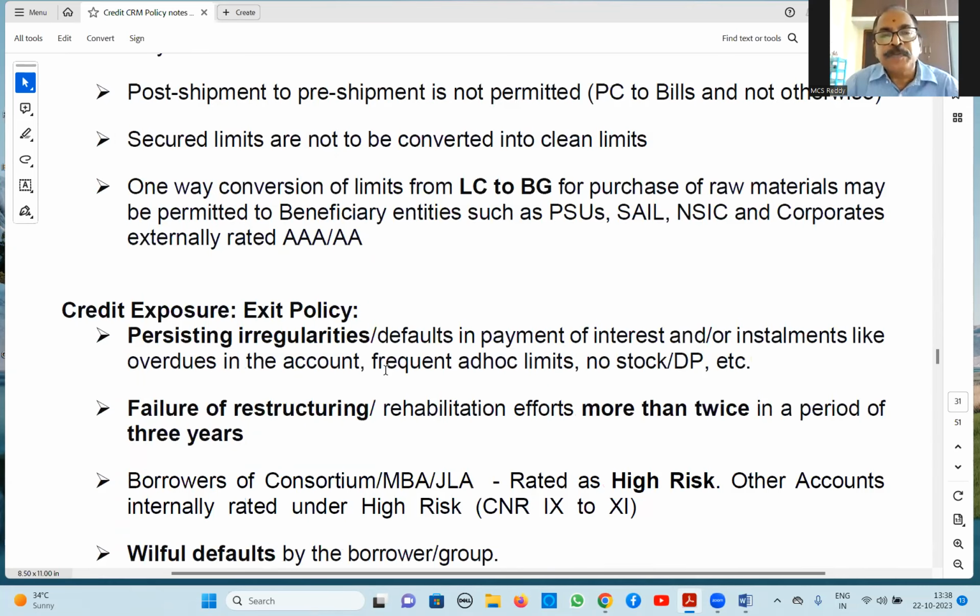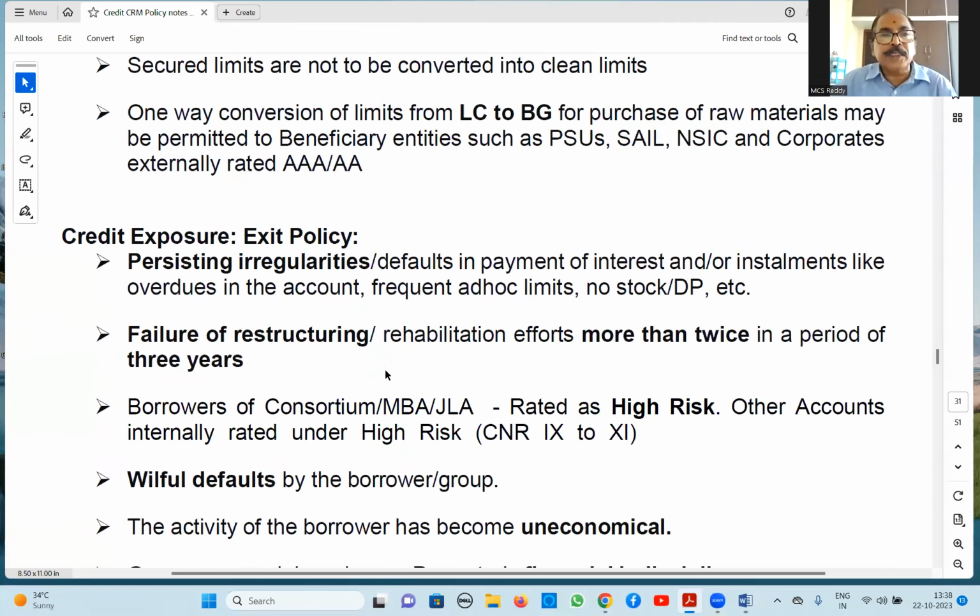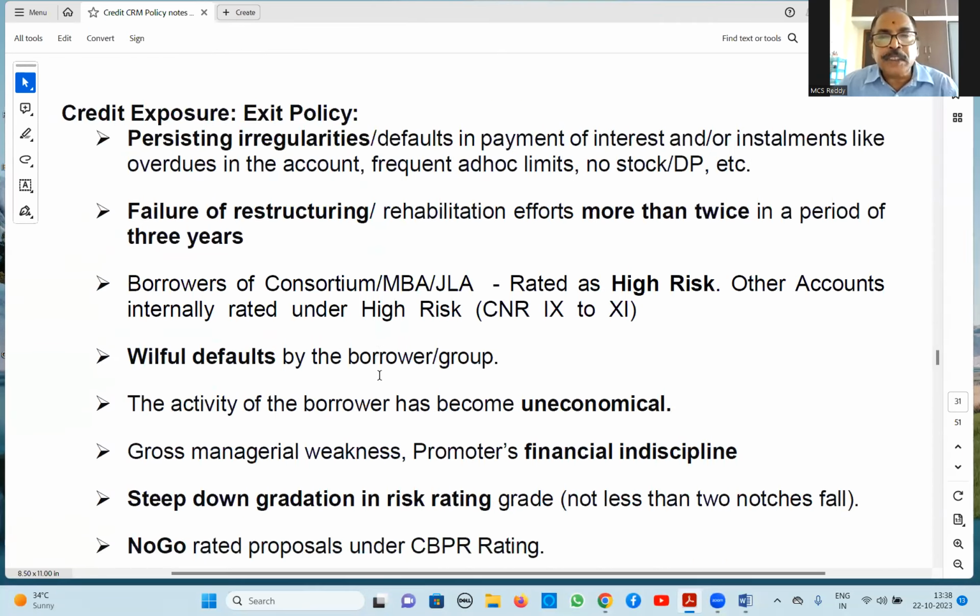One-way conversion from LC to BG for purchase of raw materials may be permitted for good companies, etc. Next one, exit policy. Exit policy means we are asking the party to go out of the bank and take limits from some other fellows. We don't mind, but you leave the bank. This is what exit policy is.